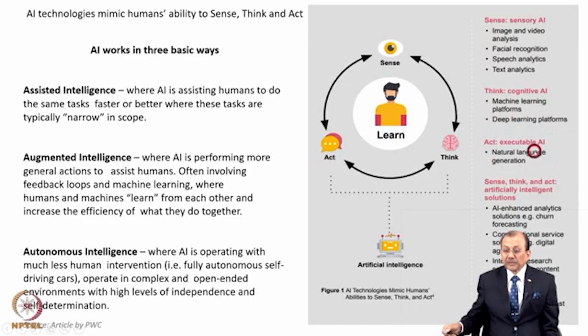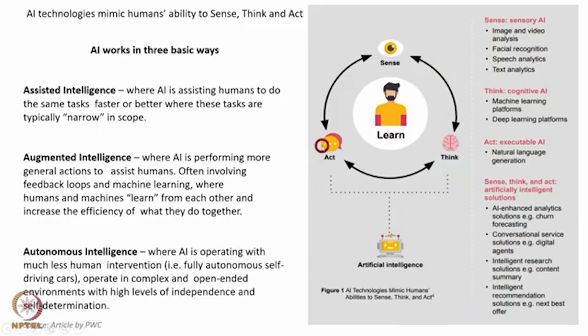Here, the executive AI component is more in action. If you see, the AI has three kinds of roles: sense, think and analyze, and then act. So we will see that in computer vision technology, all these three roles are in play.